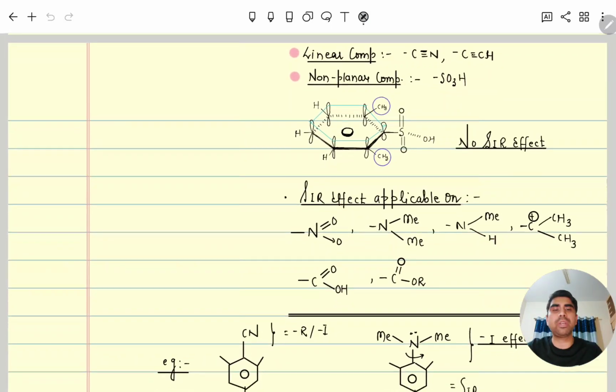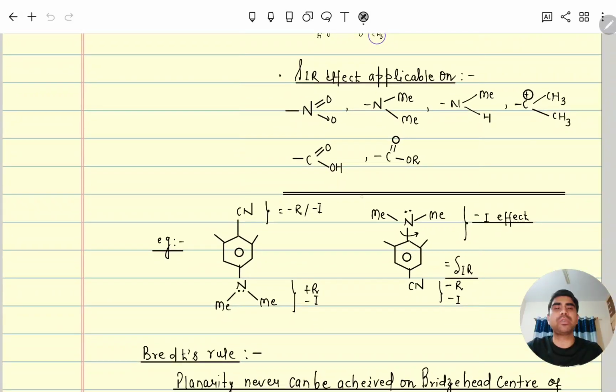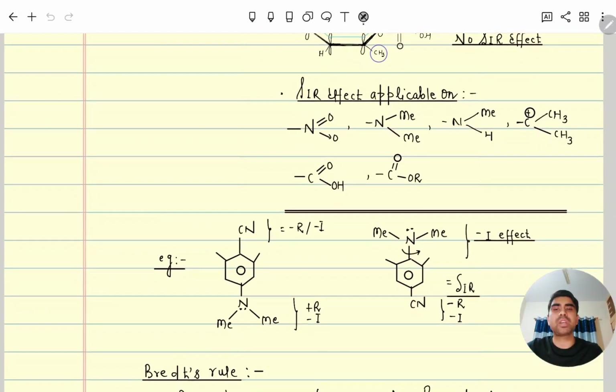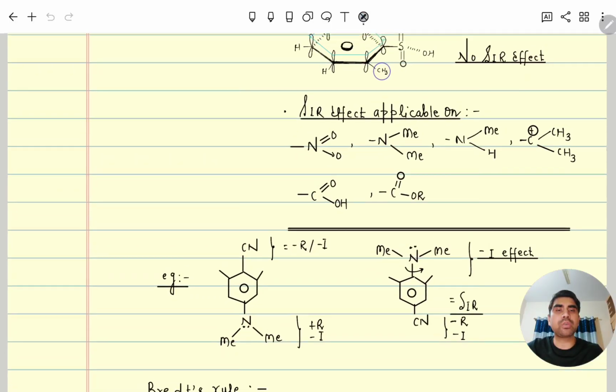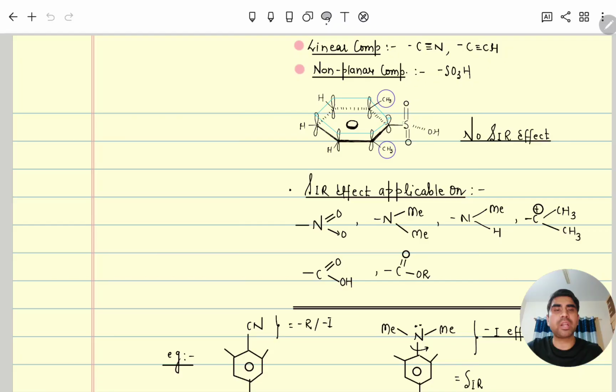Next, which of the following can show SIR effect? So you can see that SIR effect is applicable on this nitro group or this bulky group, at least one bulky group, or here all these bulky groups. Yes, all those will rotate. Sir, this one also, this one showing minus R effect, so this will also rotate. Even it will rotate also, no problem at all. Even it will be perpendicular.